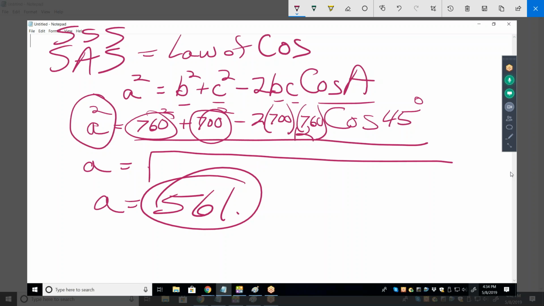So, for this problem, you had to draw a picture. Then you had to realize that you were looking at side angle side. And then you have to know that the only way to solve a side angle side triangle is by starting with the law of cosines.